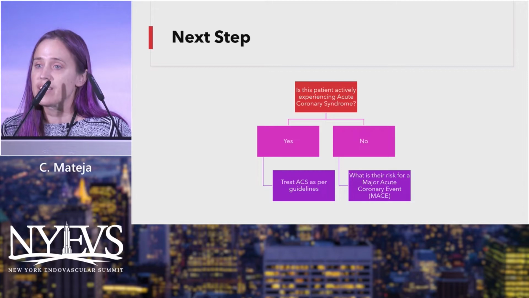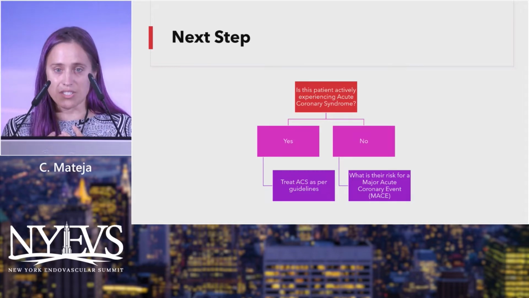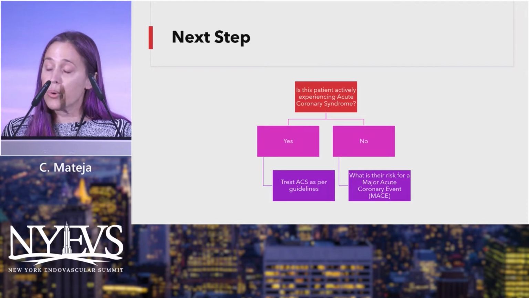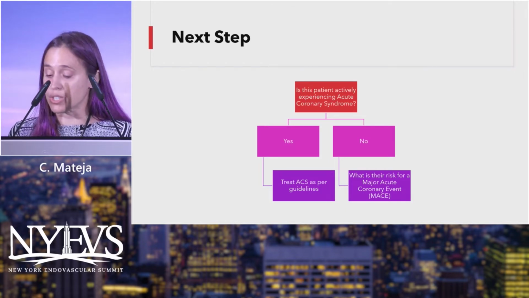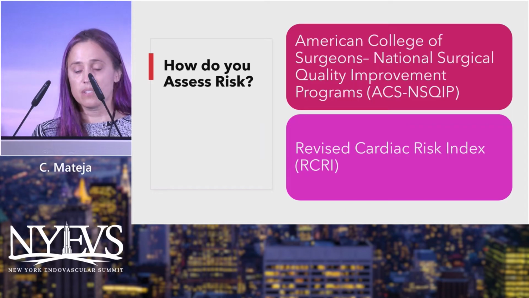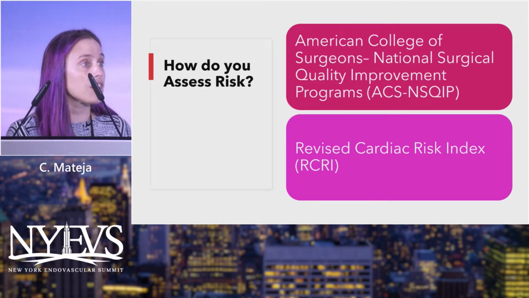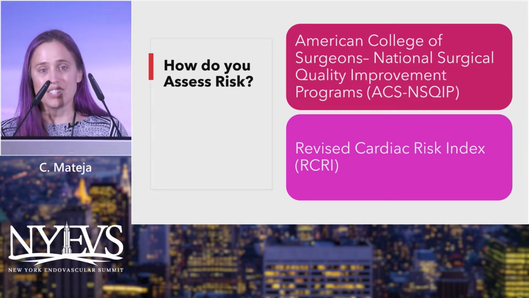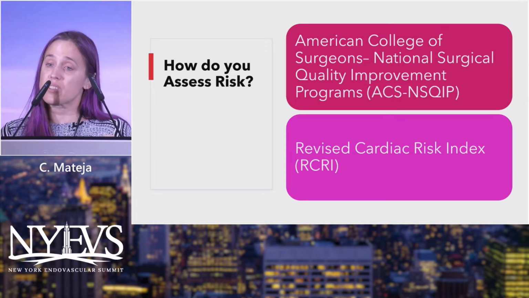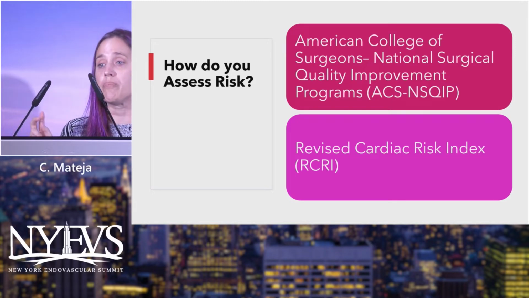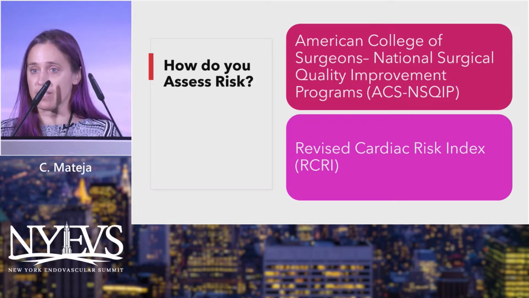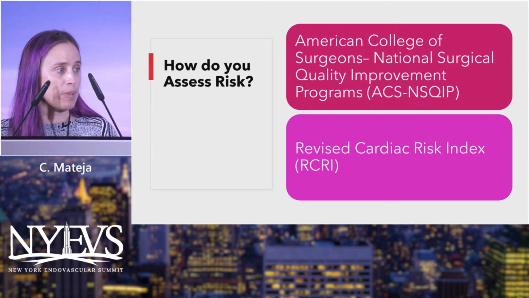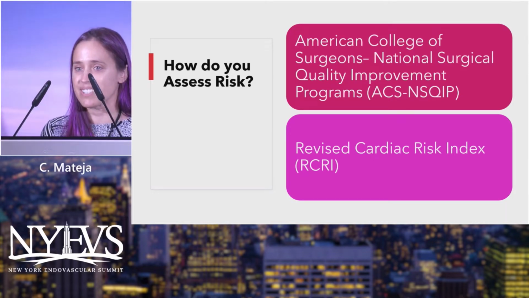However, if they're not, this is where I, as an internist, really come into the picture. This is where I start figuring out what their risk is for having a major acute coronary event. So how do we assess risk? There are numerous tools out there, and for the sake of time, I'm just going to focus on the two most popular and the two that have been the most validated. Is anybody here familiar with the ACS NSQIP, as we call it, just because it's a lot easier?